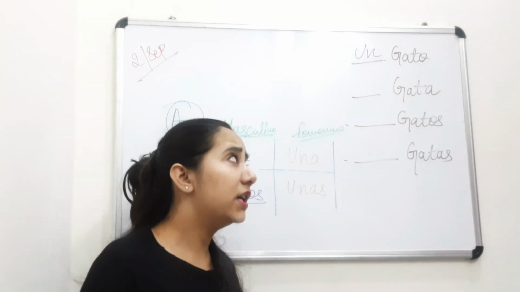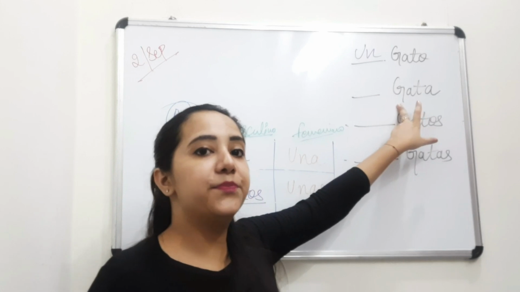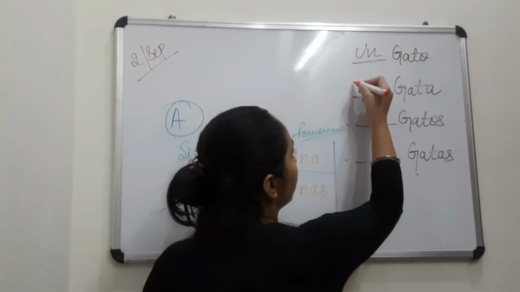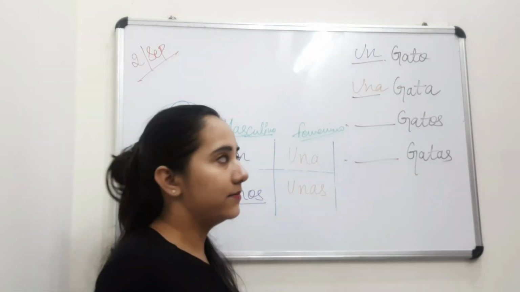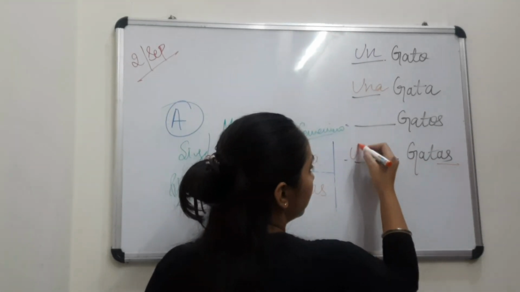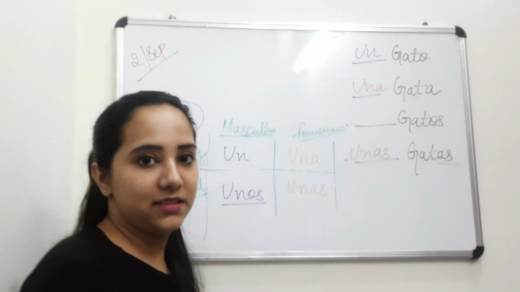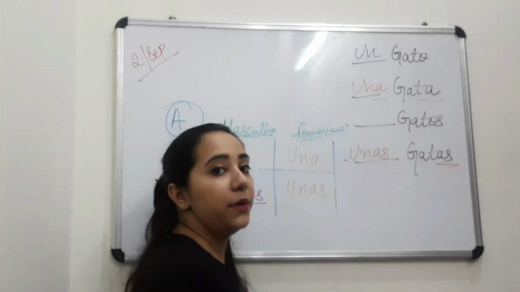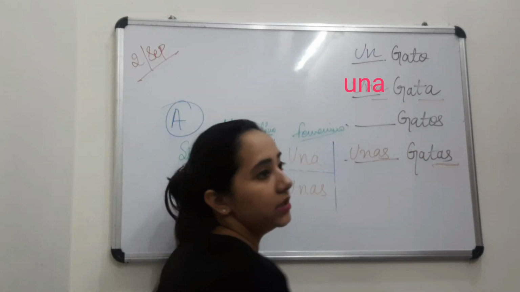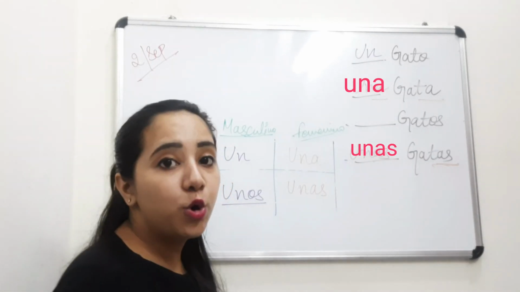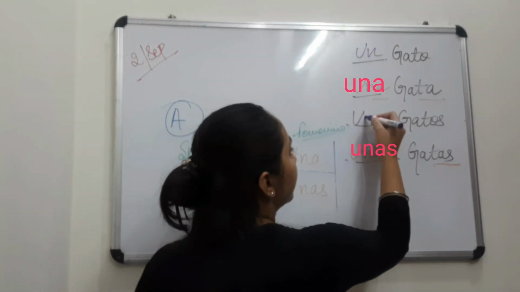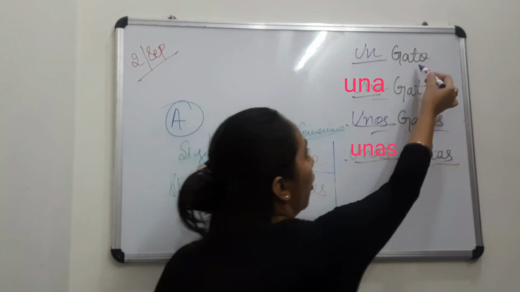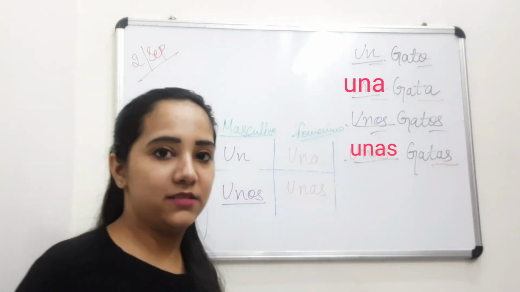Now coming to another one, this is gata. Gata, una gata. Gatas, unas gatas. This is for the feminine. This is for the feminine plural. Now gatos, unos gatos. You have to see the ending basically.